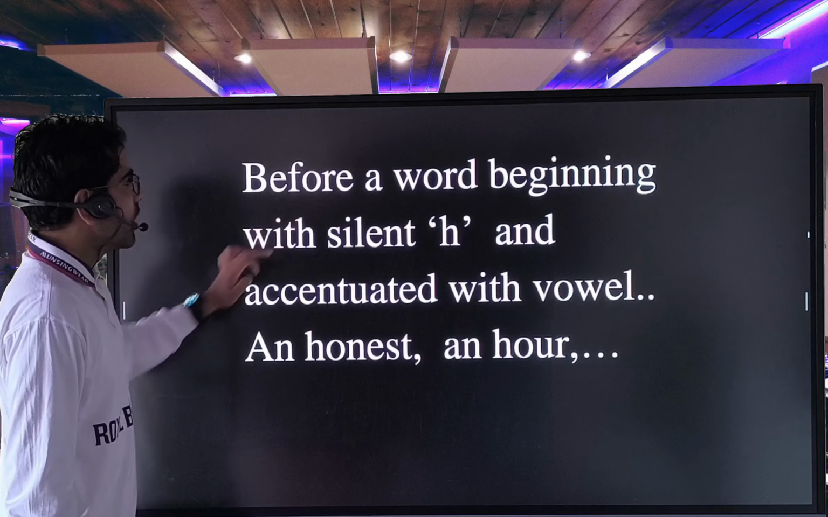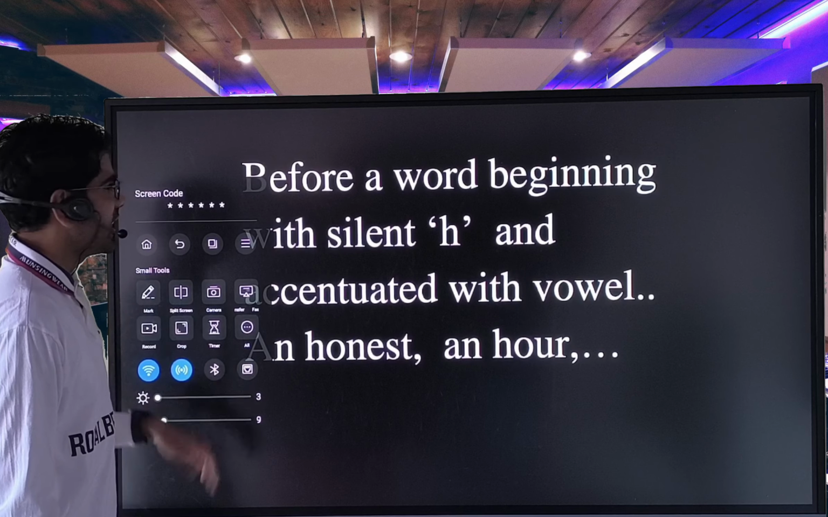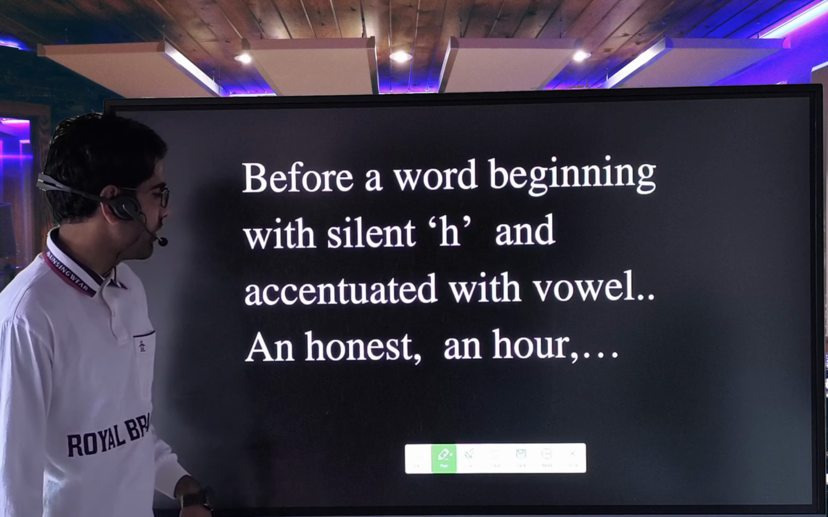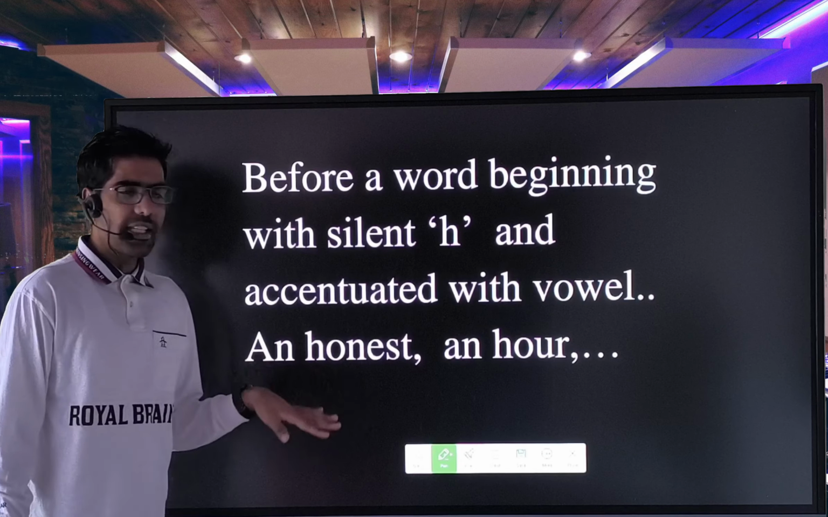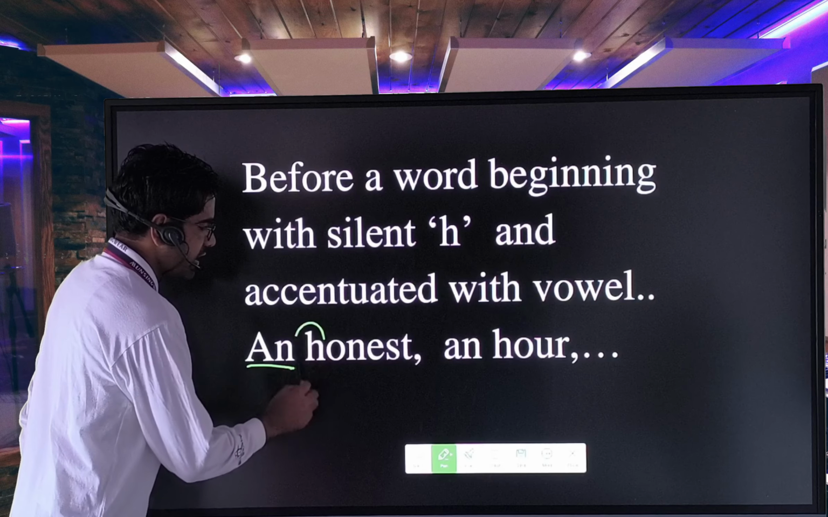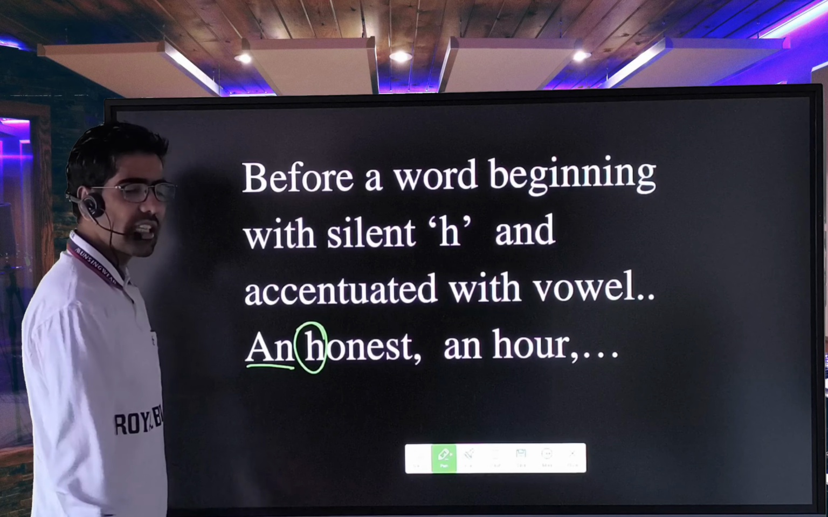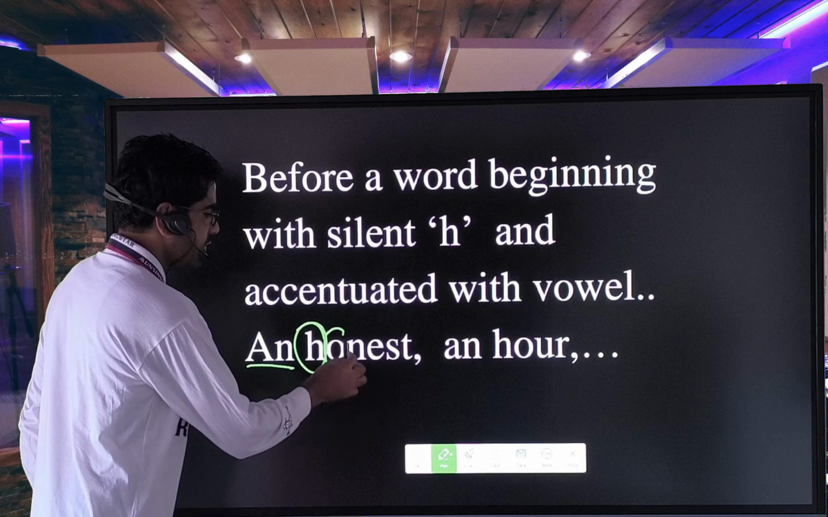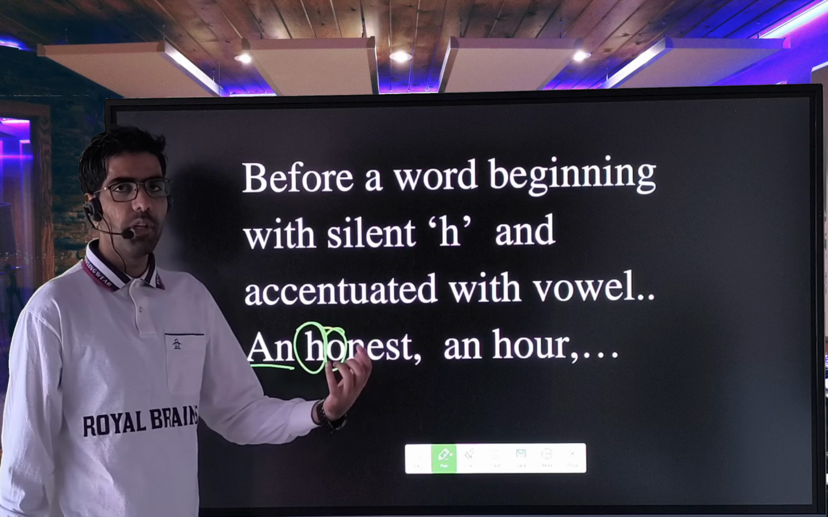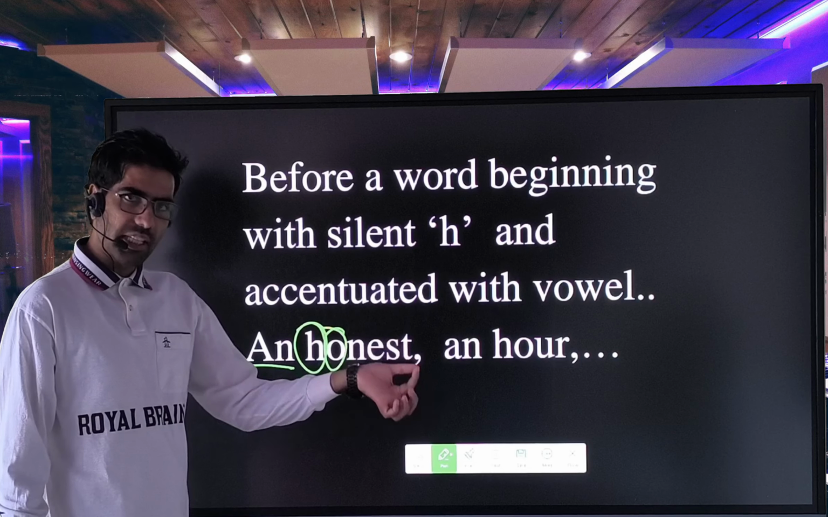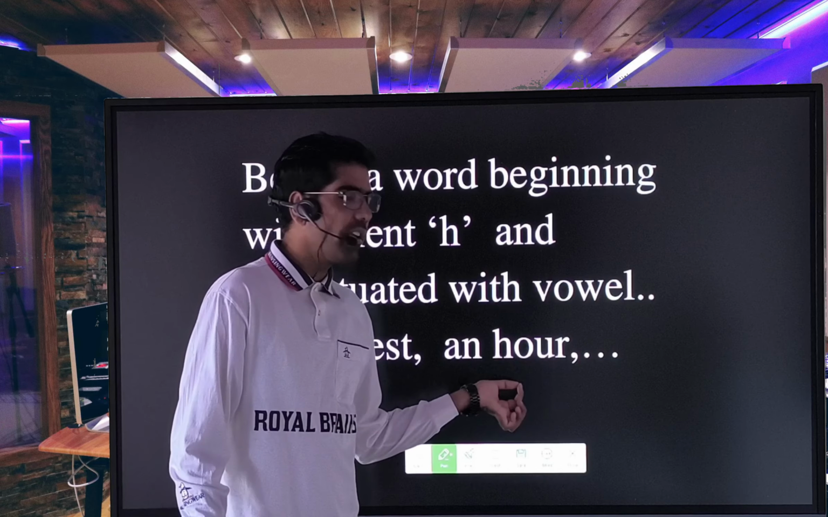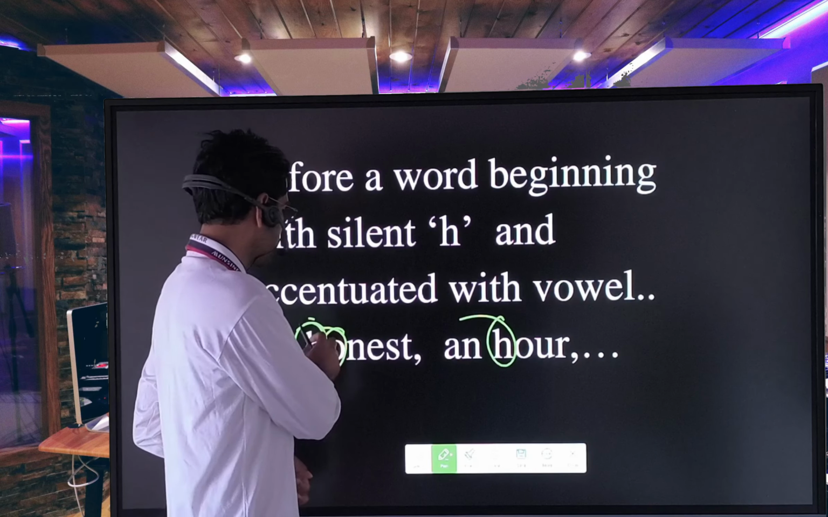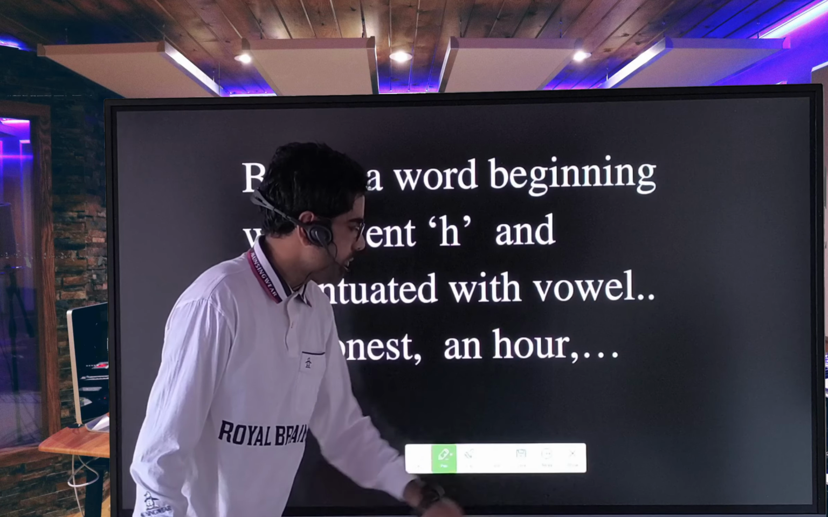So now, before a word beginning with a silent H and accentuated with the vowel, like "an honest", it's very simple. "An honest". Here is the H letter, but we omit this H, we pronounce it as "an honest", no, "an honest". हम इस लेटर के हिसाब से, इस लेटर के अकॉर्डिंग हम इसको प्रोनाउंस करते हैं "an honest", "an", got it? Would say "an hour", no, "an" इनको हम ओमिट करते हैं. Got it, dear student? H प्रोनाउंसिएशन में भी साइलेंट रहता है. लेट्स मूव अहेड.